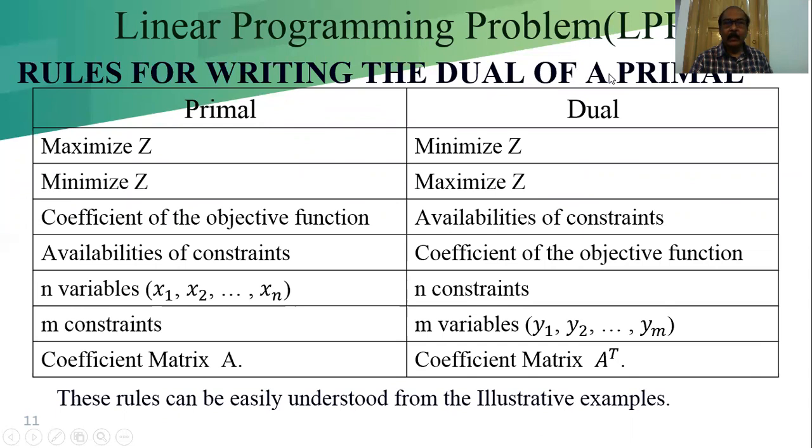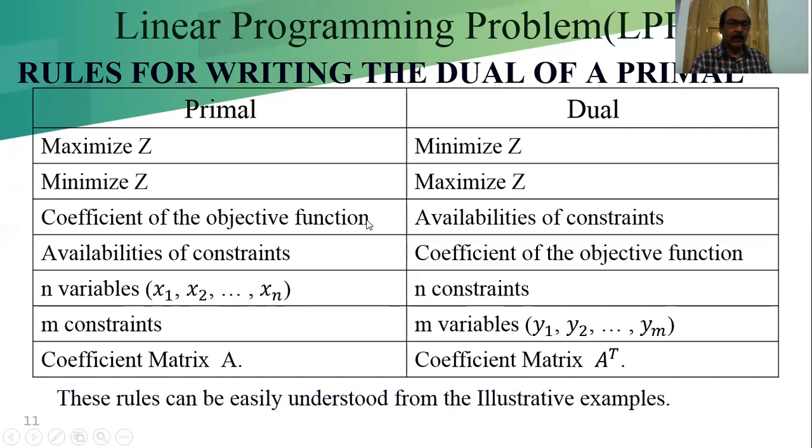Rules for writing the dual of a primal. This is the primal table and this is the dual table. A maximization problem Z is converted to a minimization problem, but the variable should not be the same. For writing in a table the variable should be changed. We may write it W, or we can write ZD for dual. A minimization problem is converted to a maximization problem. We can write ZD, that means the objective function variable for the dual problem.